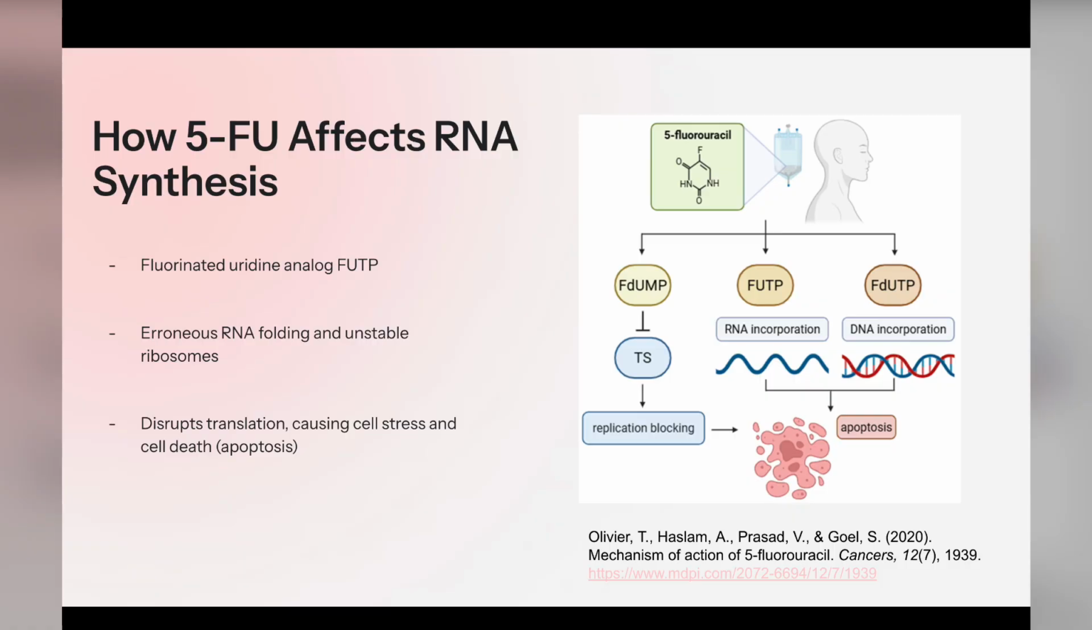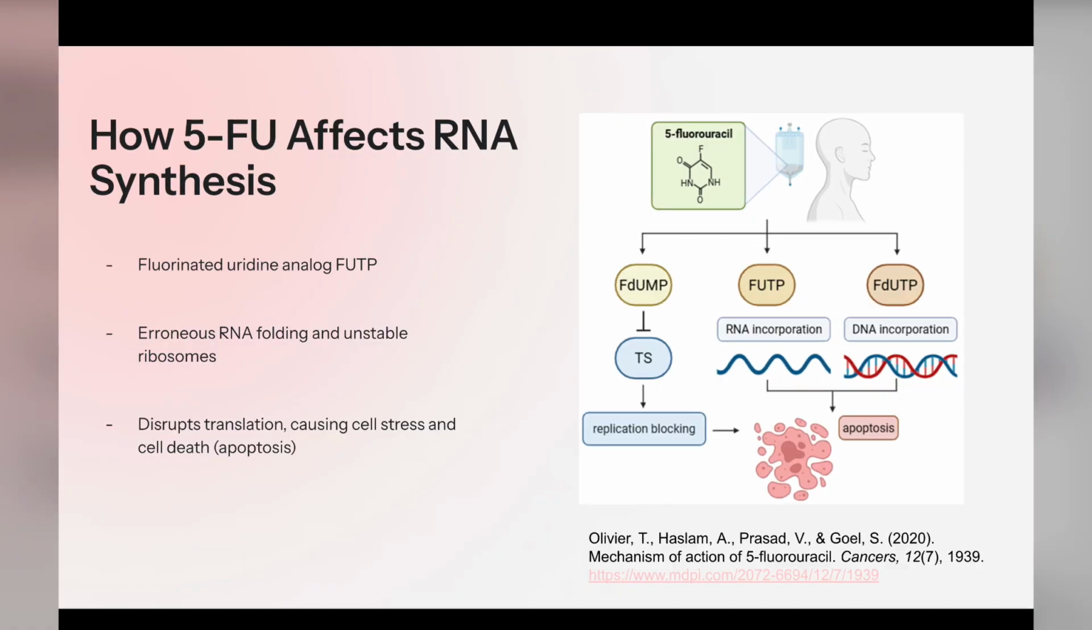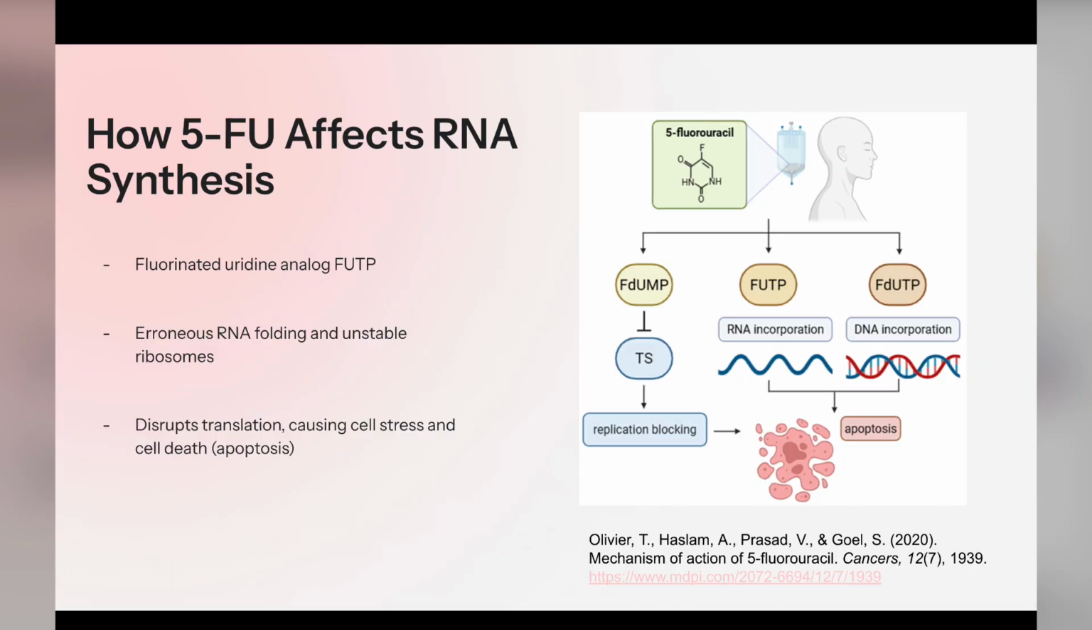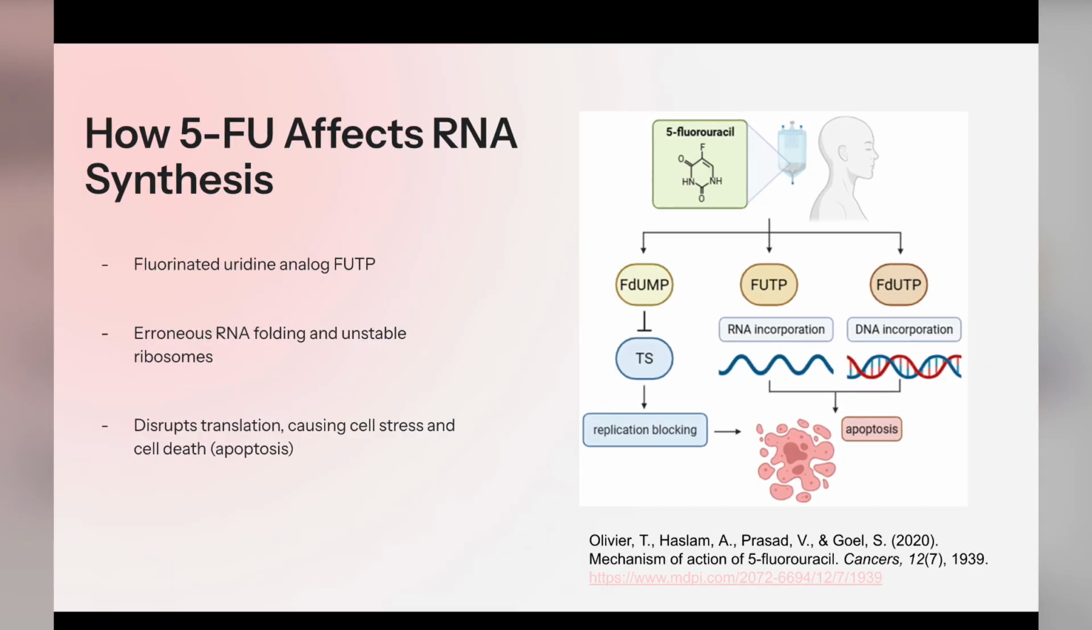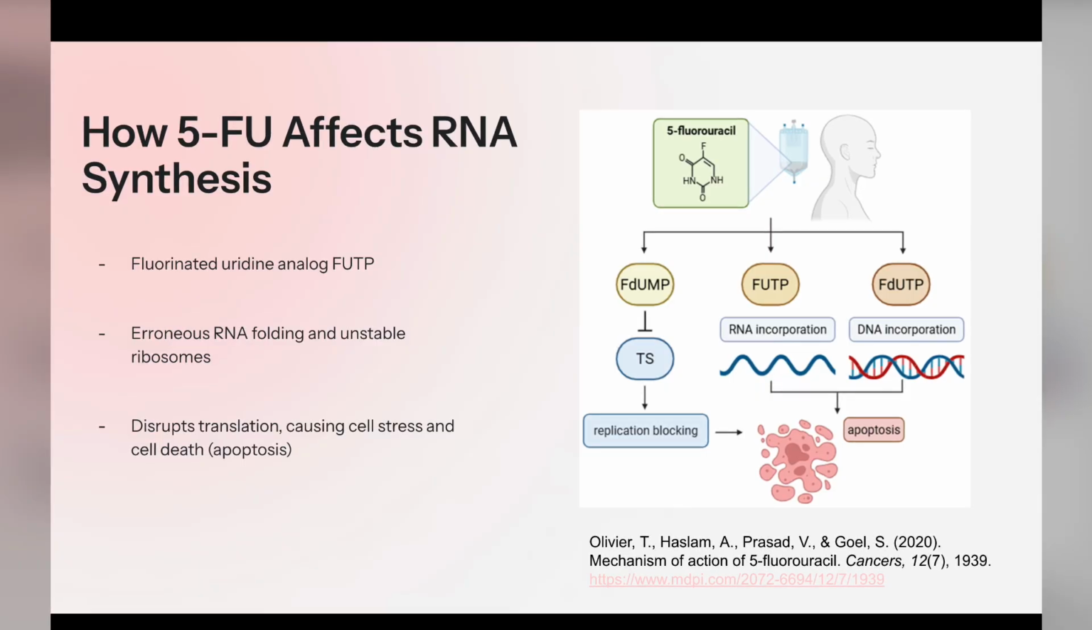So once FUTP is added, RNA strands fold improperly and the misassembled rRNA ribosomes break. The translation of FUTP containing mRNAs is unreliable because of this. Cancer cells depend on quick protein synthesis, so this is hard for them. It's like changing a plan halfway through something. RNA disruption is only one factor though. So we will analyze 5FU's most renowned target, which is thymidylate synthase.